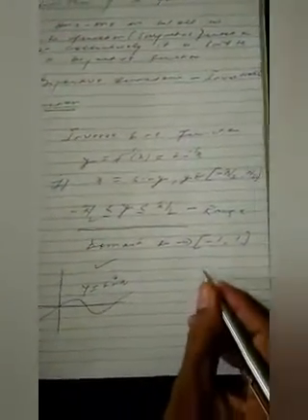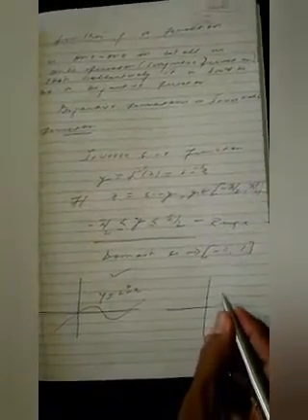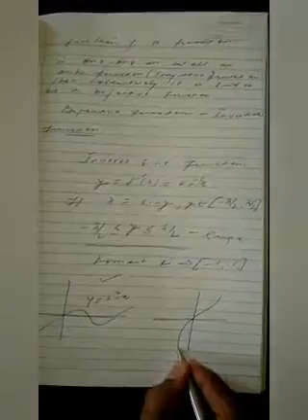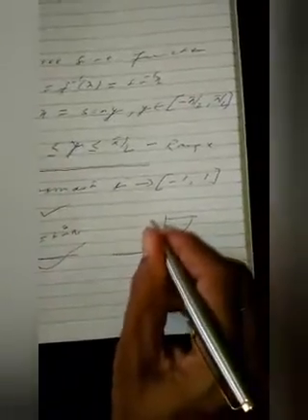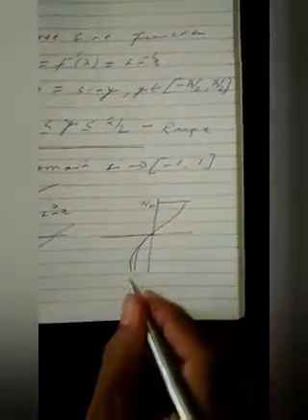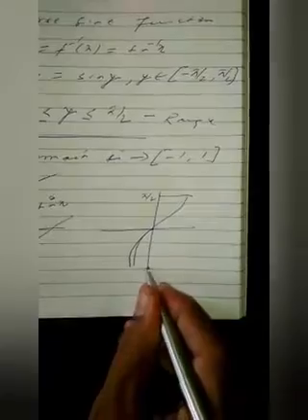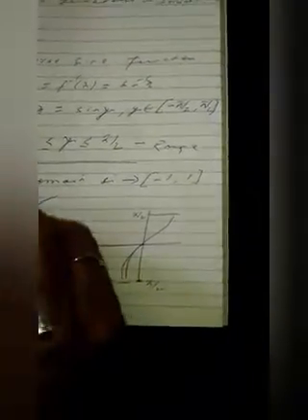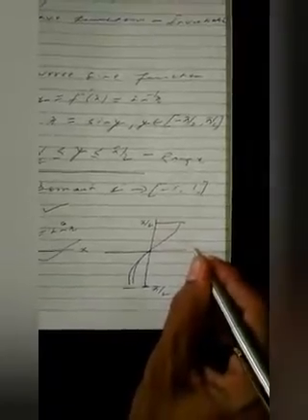When we go with the inverse, it will move like that. This is pi by 2, and this is minus pi by 2. So the reverse is also applicable in that way.